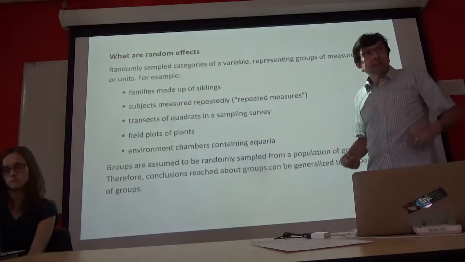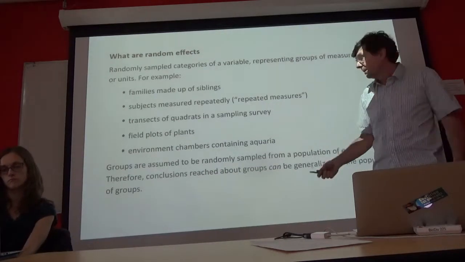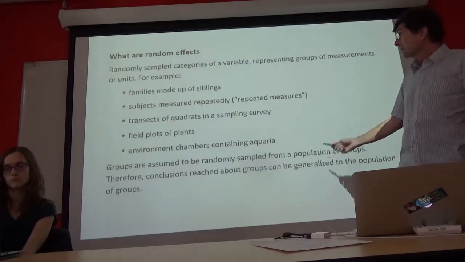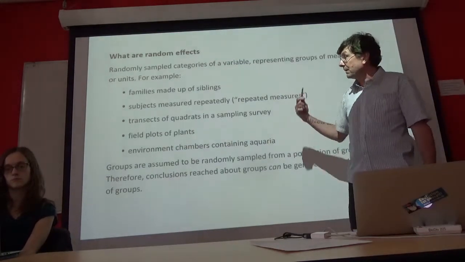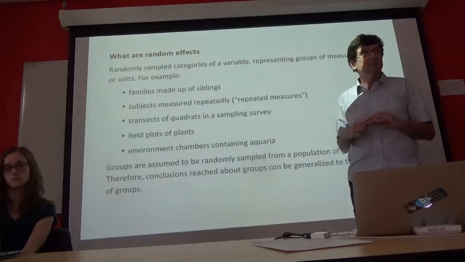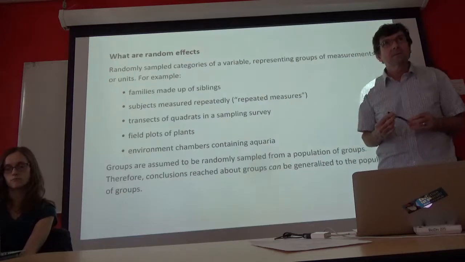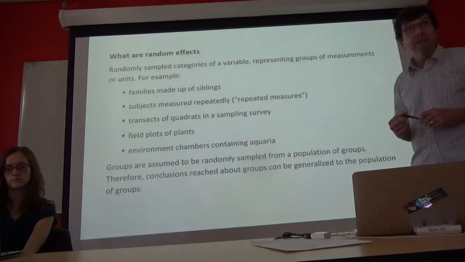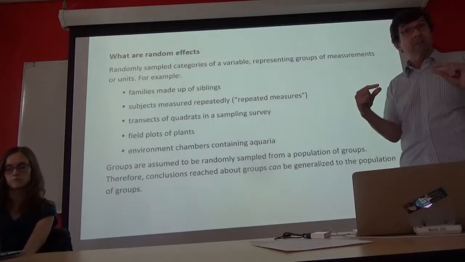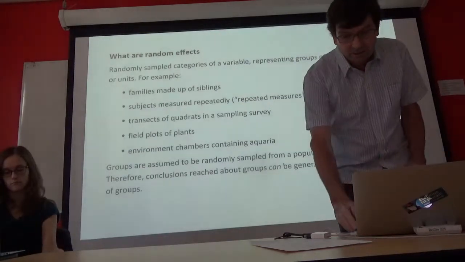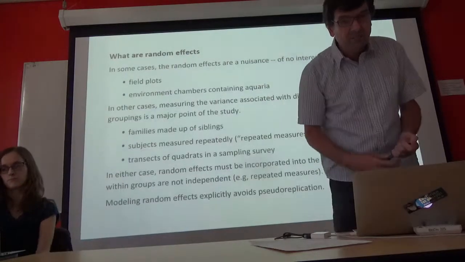Because the groups themselves, the treatments, are randomly sampled from a population, conclusions about the experiment can then be applied to the population itself, and not just to the groups that were included in the study. And so that is a distinction between random effects and fixed effects. Fixed effects apply only to the groups that were included in the study. Random effects can be generalized to the population from which those groups were sampled.